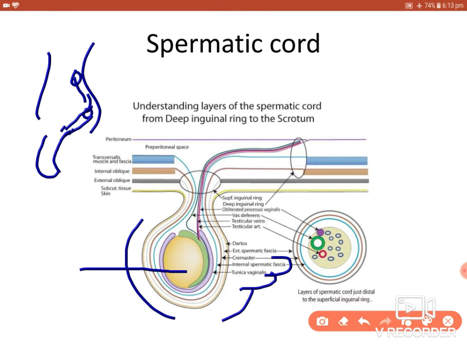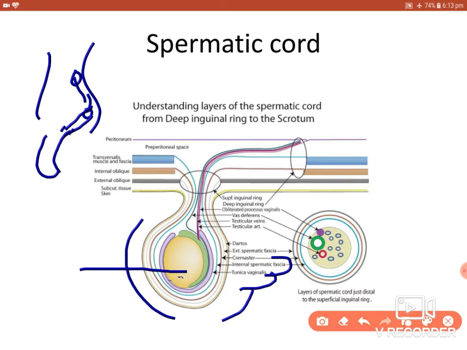the scrotum. While descending, a part of the peritoneum also descends along with the testis, and part of the anterior abdominal wall muscles, along with the fascia transversalis, also descends, which forms the coverings of the testis. Here, the purple is the tunica vaginalis. Innermost, this is the tunica albuginea.